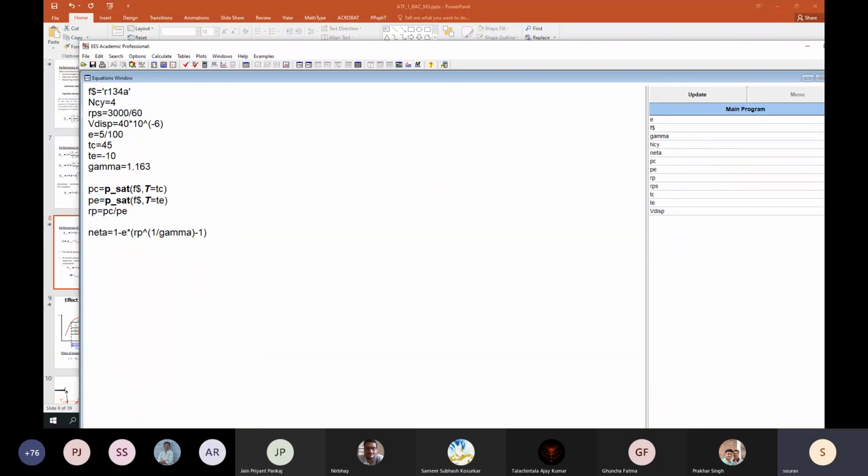We need to get the mass flow rate. So mass flow rate will be eta times displacement volume times density. Density at T evaporator, x equals to 1. So this is the density of the refrigerant at the exit of the evaporator, multiplied by what else? RPS times N cylinder.